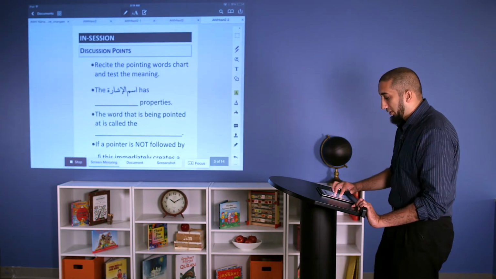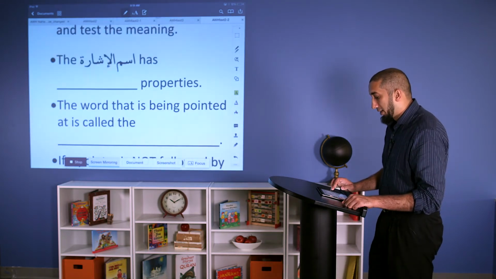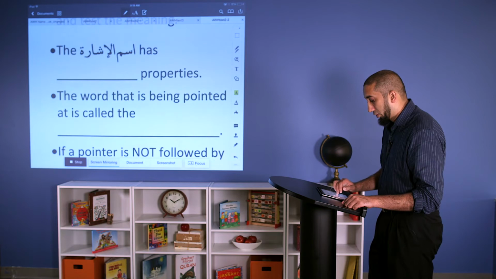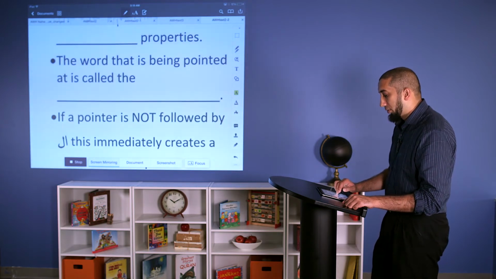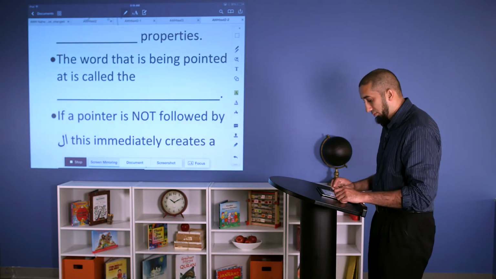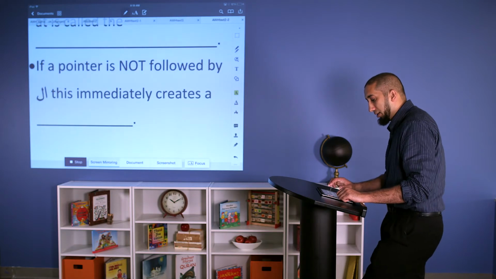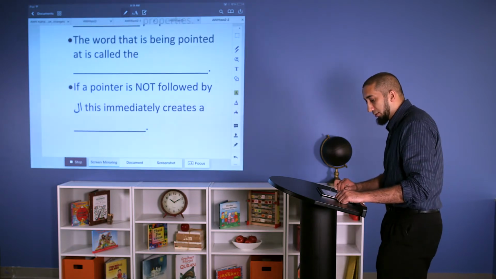Recite the word chart. We just did that, so that's okay. I did test its meaning too. Ismul ishara has four properties. Good. The word that is being pointed at is called the musharun ilayh. Good. If a pointer is not followed by al, this immediately creates a sentence.